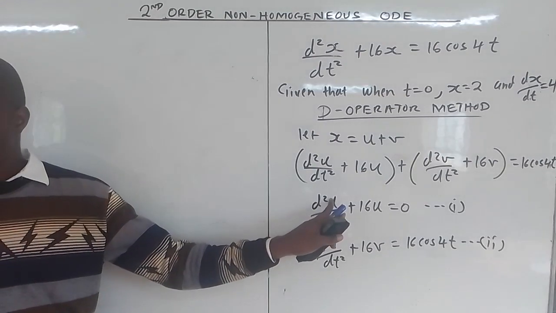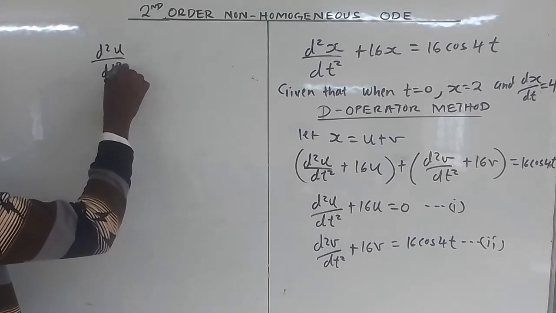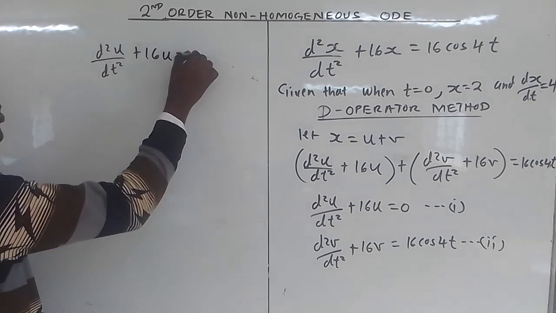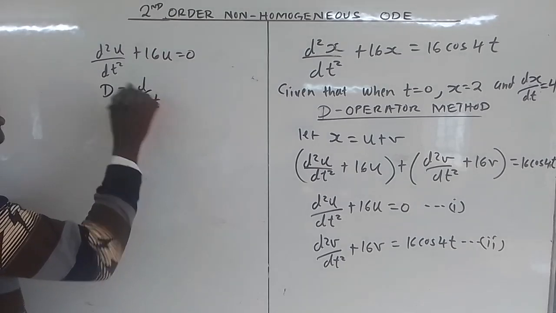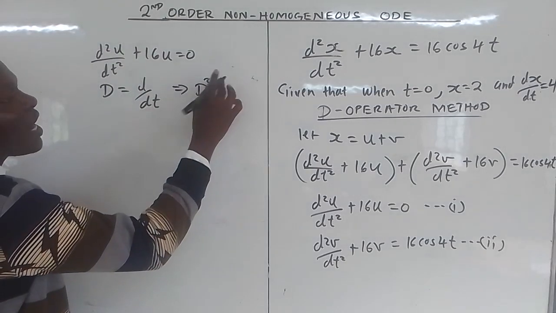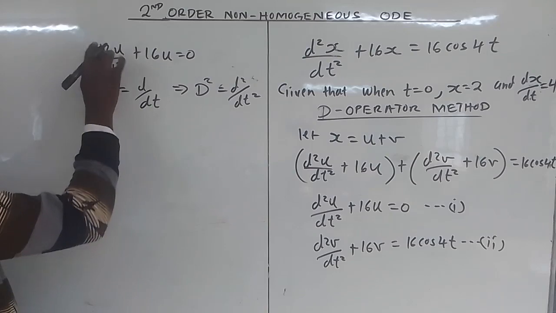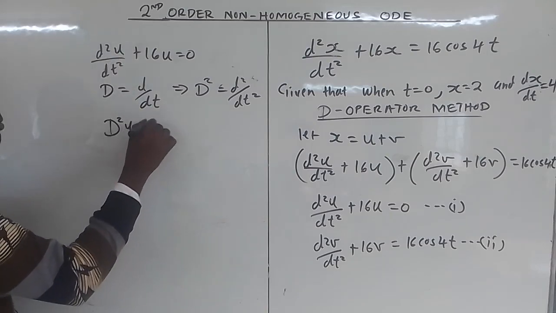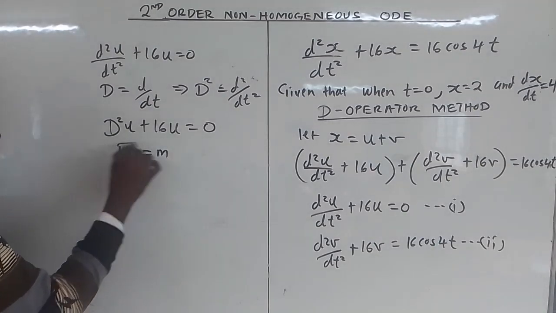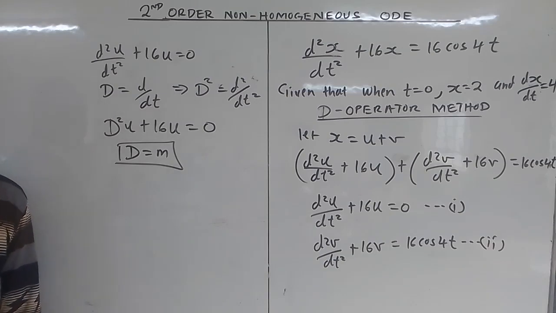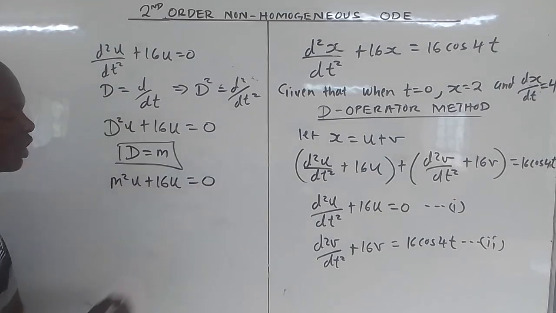So let's start by solving equation 1. Equation 1 we have d squared u over dt squared plus 16u is equal to 0. So it means you substitute D with d by dt, isn't it? So that will imply D squared is d squared over dt squared. So if you substitute there, it will be D squared u plus 16u is equal to 0. Then you now substitute D with m to give you the auxiliary equation, isn't it? So if you substitute D with m, you will get m squared u plus 16u is equal to 0.